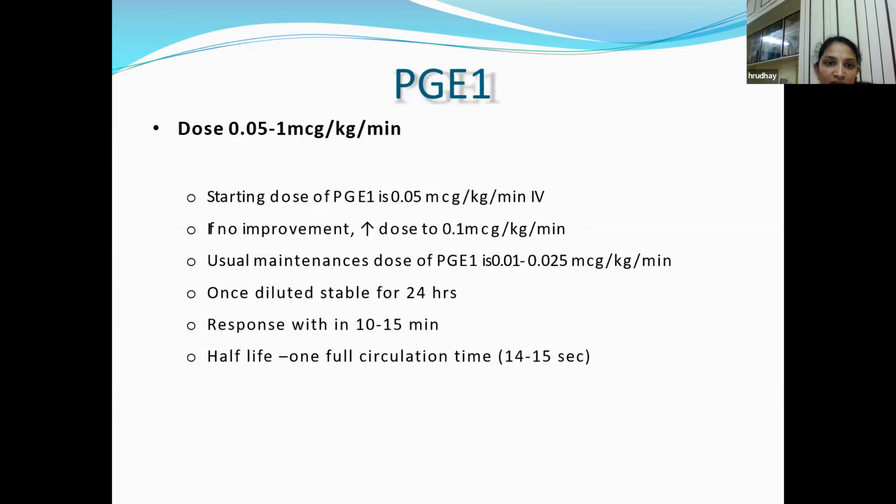So what is PGE1? We all know prostaglandin E1. The dose is 0.05 to 1 mcg per kg per minute, and then maintenance has to be given. The usual maintenance dose is 0.01 to 0.025 mcg per kg per minute. Once diluted, it can be stable for about 24 hours. A response is seen within 10 to 15 minutes after starting PGE1. The half-life of PGE1 is one full circulation, that is 14 to 15 seconds. That's why it should be a continuous infusion, not dose-wise, because the half-life is only about 14 to 15 seconds.